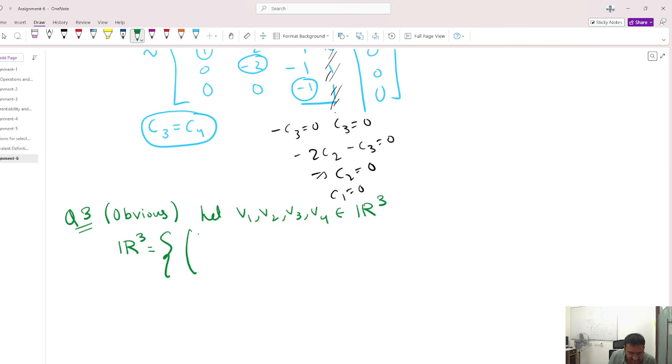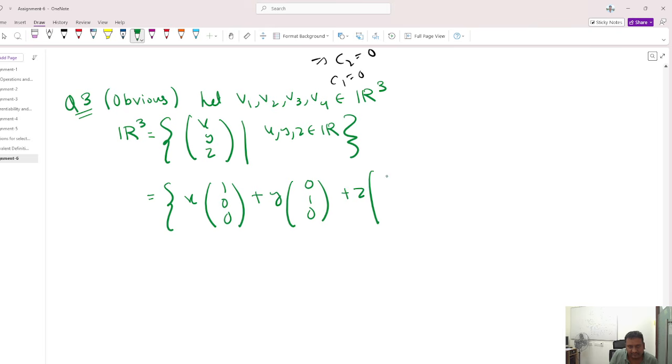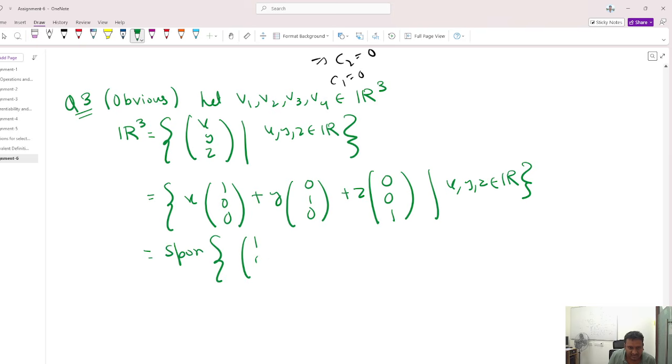So what is R3, guys? This is (X, Y, Z), where X, comma, Y, comma, Z belong to R. So let us find a basis of this to investigate what its dimension is. What you can do is take X common, then Y common, and then Z common. This strategy I have taught you in the earlier assignments also. That's why I told you to do it this way.